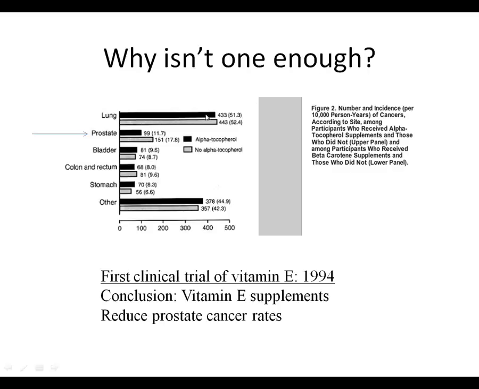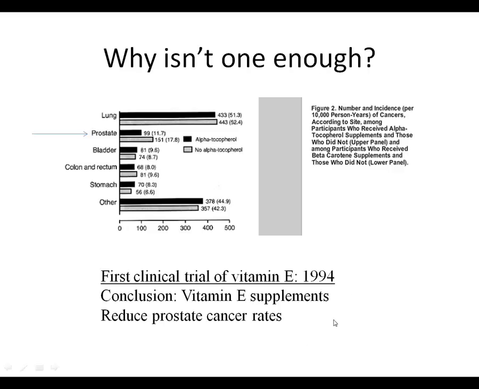So in the black bars, alpha tocopherol is vitamin E. The black bars are the people who were in the treatment group, and this was the control group. What you can see is that for lung, bladder, colon, rectum, stomach, and all other cancers, the differences were not that great, but surprisingly, the people who took alpha tocopherol, vitamin E, there was almost a 50% reduction in the number of cancer cases of the prostate.